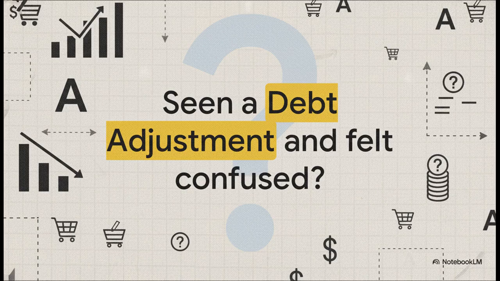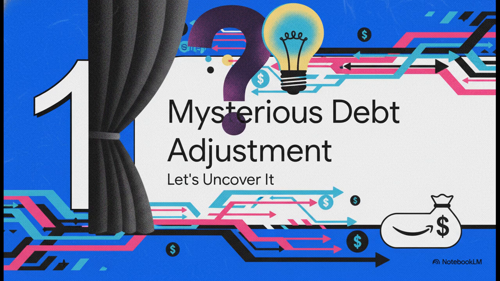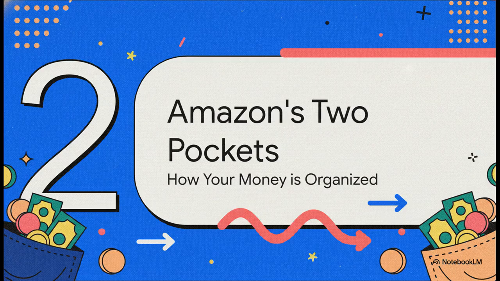I'm willing to bet this screen looks a little too familiar. You see that debt adjustment, your balance suddenly changes, and it's not super obvious why it happened. It can definitely feel a bit alarming, but trust me, it's actually a really straightforward system once you see how it all clicks together. So let's go ahead and solve this little mystery. The whole goal here is to turn that confusion into a real aha moment. And to do that, we've got to start with how Amazon actually handles your money behind the scenes. Okay, let's get into it.